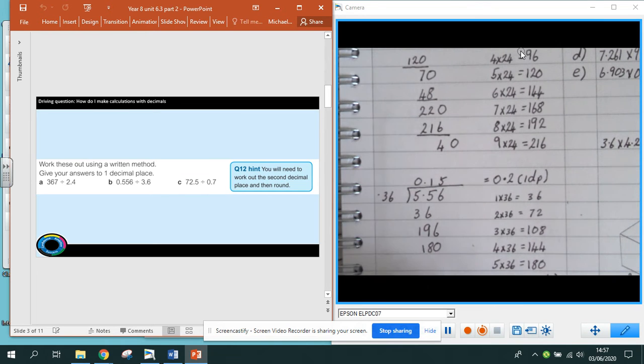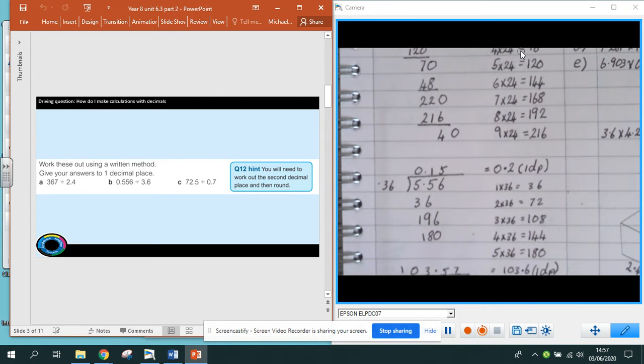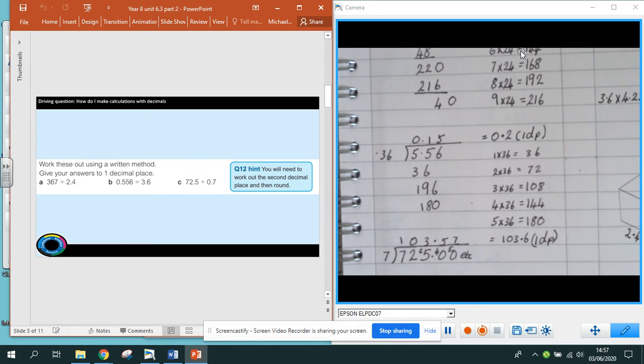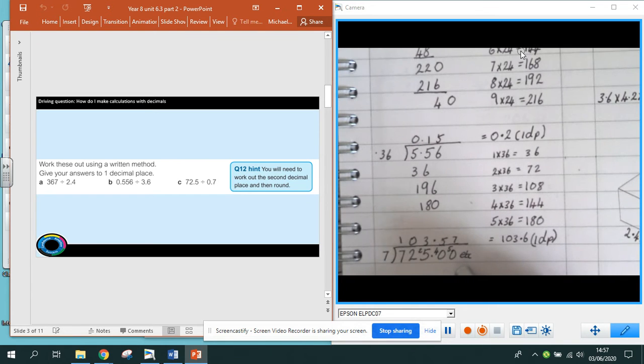And the last one is actually a short division question, because when you multiply by 10, you end up with 7. So it's just a standard short division. I took it to 2 places.